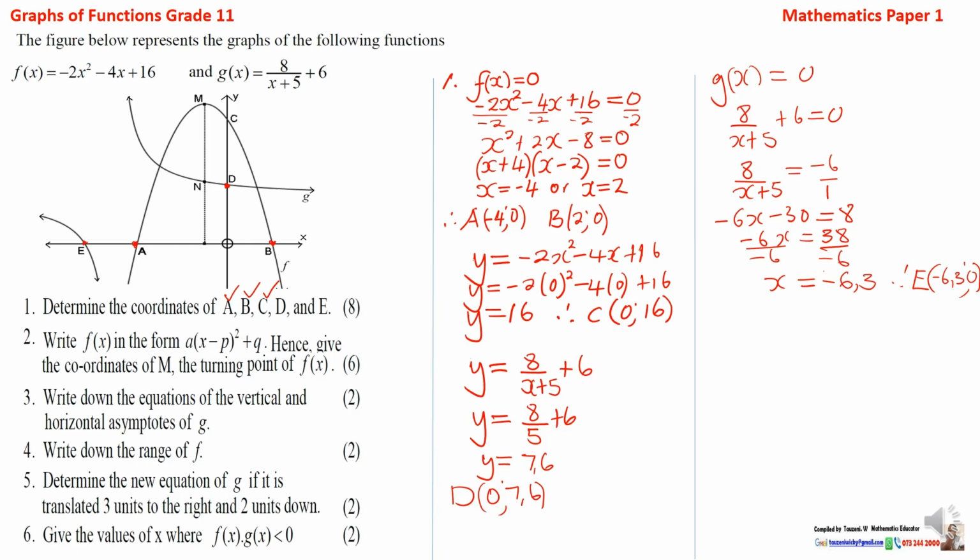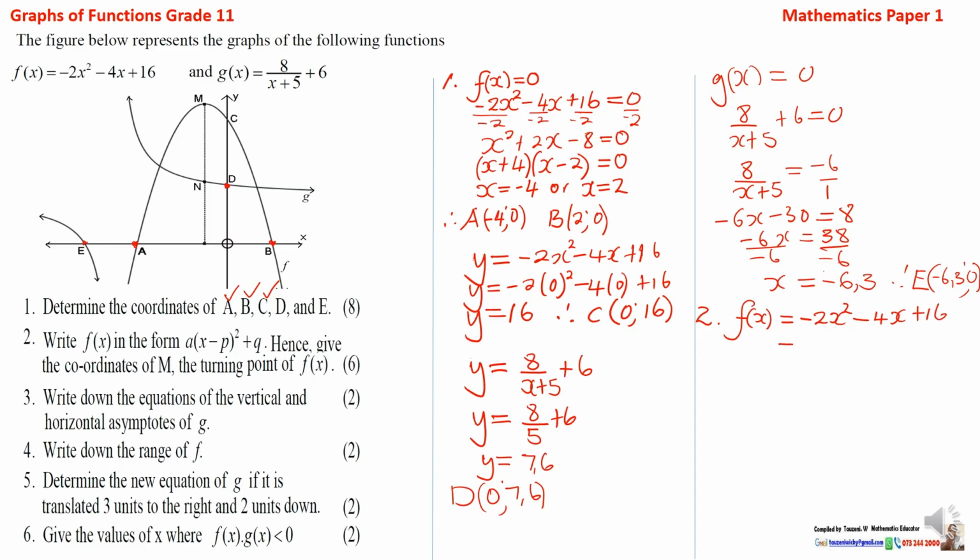Number 2. Question number 2 says, write down the equation of f of x in the form a factor of (x minus p) squared plus q. If you have done your revision, you should know by now that that form of equation comes from completing the square. So in other words, that instruction says complete the square. They are simply asking you to complete the square. So we need to remember, how do we complete the square? So let's complete the square here.